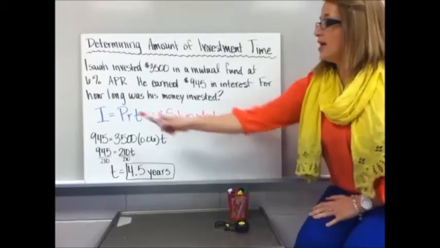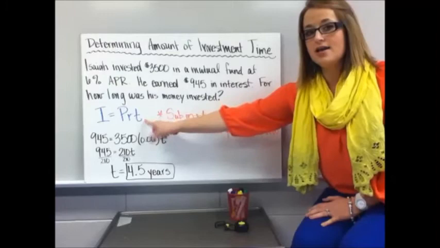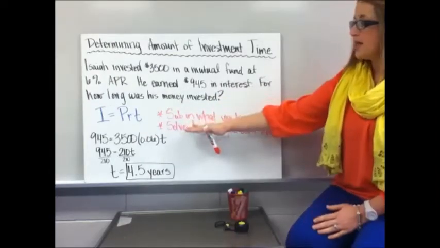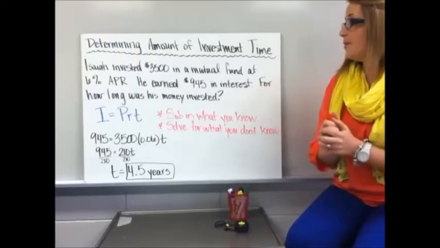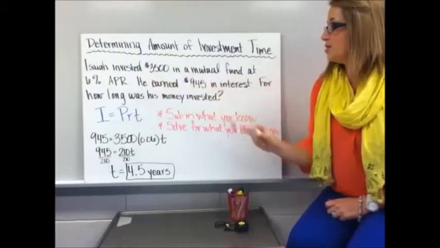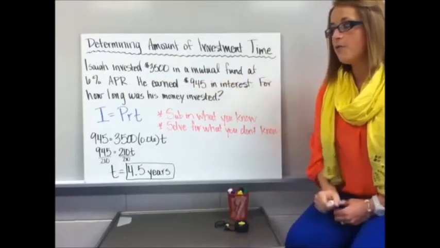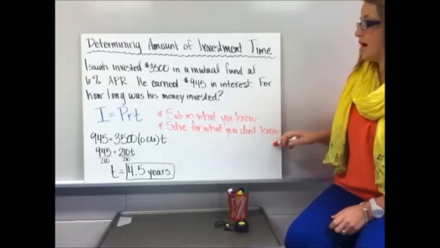So in this case, we know the interest. What we don't know is the time. We don't know how long he invested that for. So here's the how-to for that. You sub in what you know. I substitute in the parts that I know. I know $3,500 was the principal. I know 6% is the rate. I know $945 is the amount of interest. And then you solve for what you don't know.